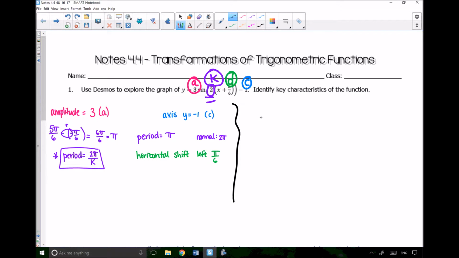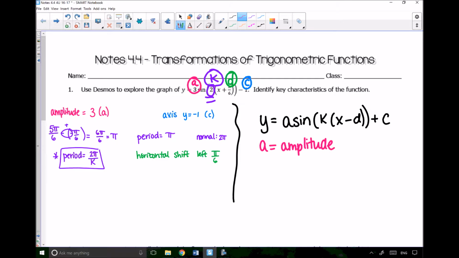Therefore, we can conclude that if we have a general equation of y equals a sine of k times x minus d plus c, that a is going to give us our amplitude. Okay, and normally we would say a gives us our vertical stretch or compression, but when we've got an amplitude, that tells us how high or how low it's going. So it's clear that amplitude and vertical stretch compression go hand in hand when we're talking about sinusoidal functions, okay?